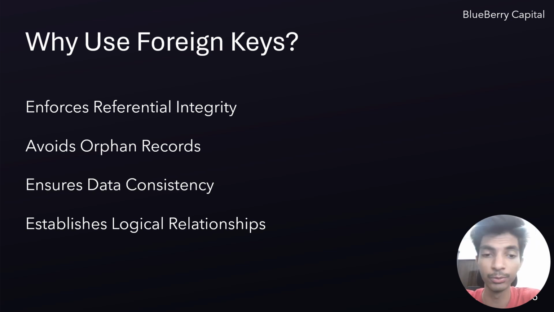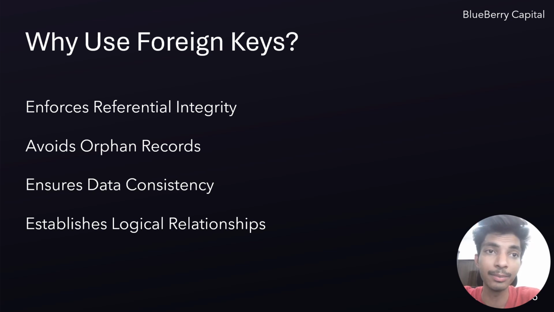As I said, it enforces referential integrity. It's common sense that if table A contains, let's say, 15 primary keys, then table B, which contains the foreign key referencing table A, cannot contain more than 15 distinct foreign key values, because as primary keys are unique, the foreign keys reference them. It also avoids orphan records.